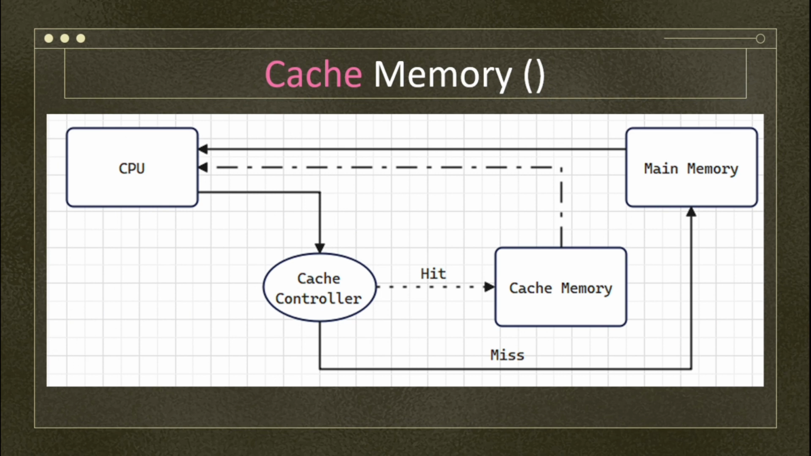In summary, from CPU to cache controller, the CPU asks for data. From cache controller to cache memory or main memory, it decides based on whether the data is in the cache, hit, or not, miss. From cache memory or main memory back to the CPU, it sends the data back to the CPU, either from the cache or after fetching from the main memory. This process helps speed up the CPU by storing frequently used data in the faster cache memory and fetching less frequently used data from the larger but slower main memory when needed.